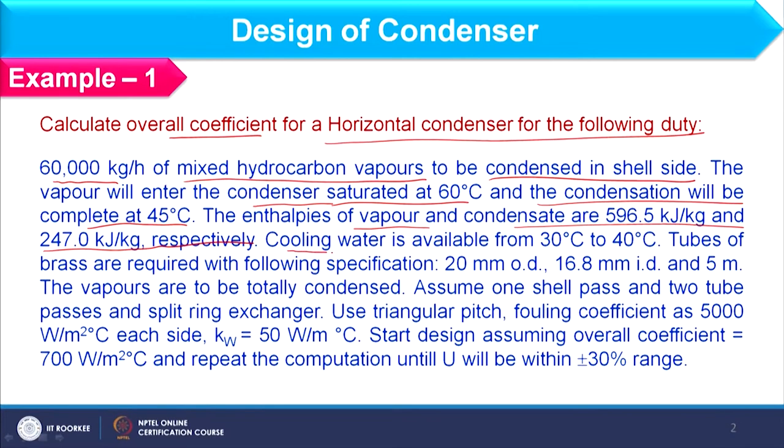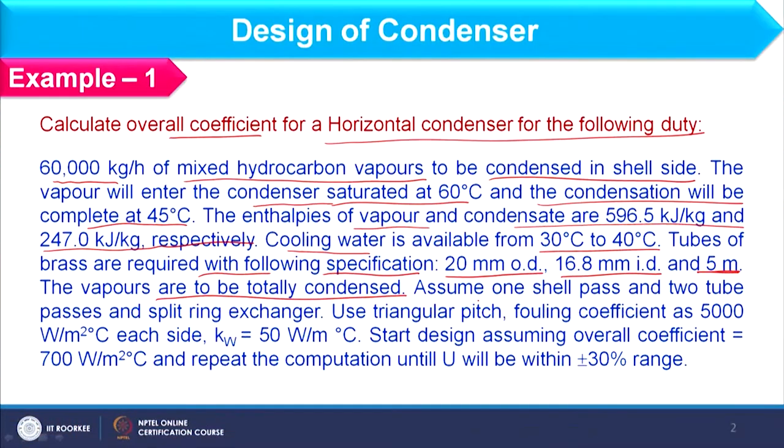Coolant, we have the cooling water which is available from 30 degree to 40 degree Celsius, and tubes of brass are required for the following specification, where the OD of the tube is 20 mm, the ID of the tube is 16.8 mm and the length of the tube is 5 meter. And in this case, vapors are totally condensed. So we have to consider total condensation, for which we have discussed design in previous lectures. Here we have to assume one shell pass and two tube passes with a split ring exchanger. So the type of heat exchanger and number of passes, all these are given to you.